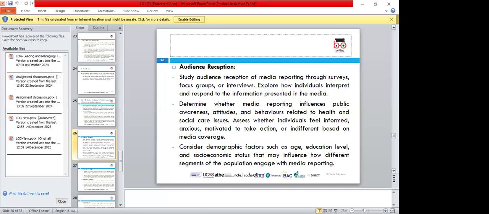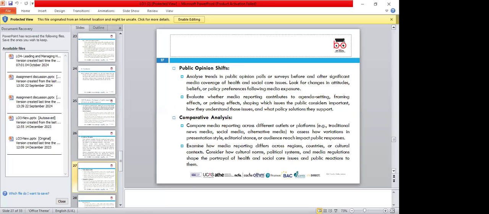Now, let's look at demographic factors such as age, education level, and socio-economic status that may influence how different segments of the population engage with media reporting. Of course, the age factor, the demographic in the area. Are these media reports against certain age groups, certain young people or certain old people? So these all become more of a concern.